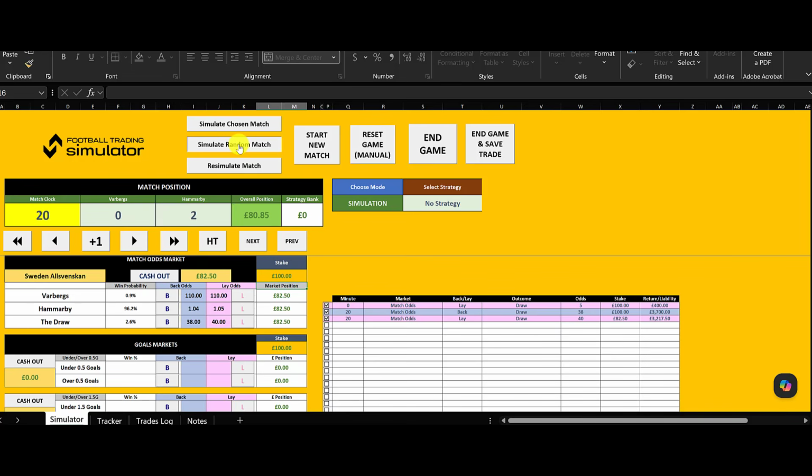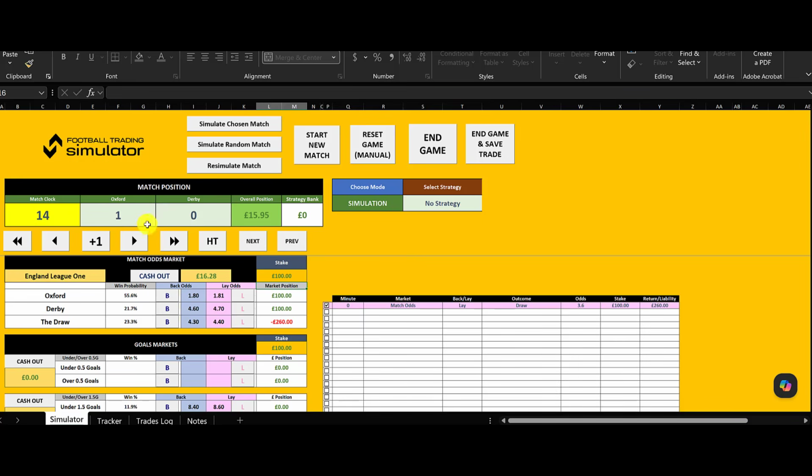And then we can look to another match, which is very different. This is a very different match profile, as you can see. Now, let's see how a lay the draw trade works on this match. Let's lay the draw here at 3.6. Totally different match profile.